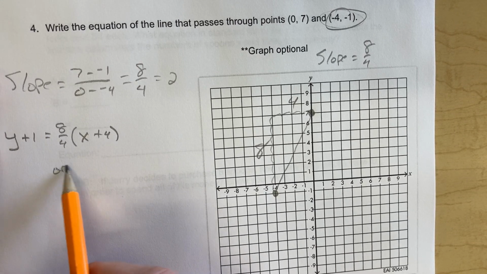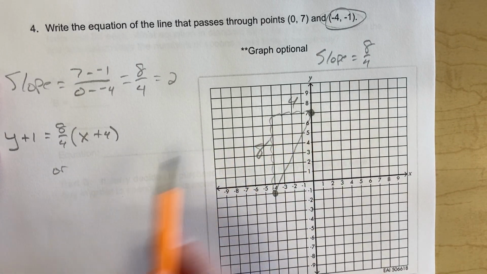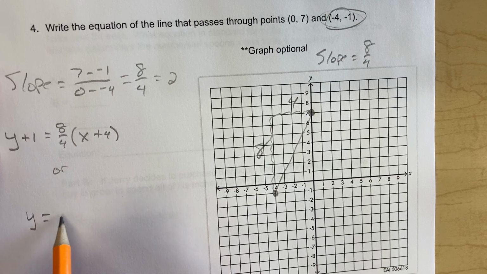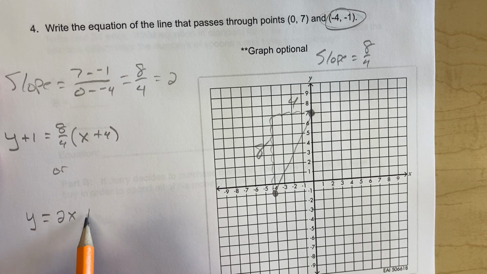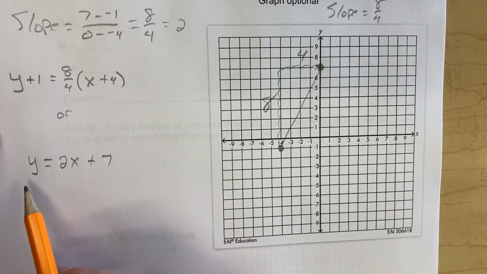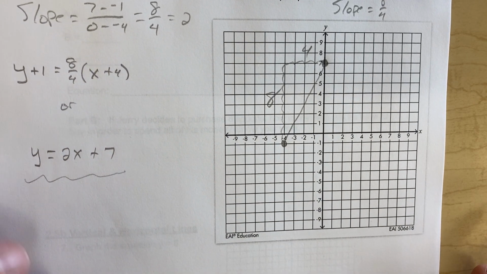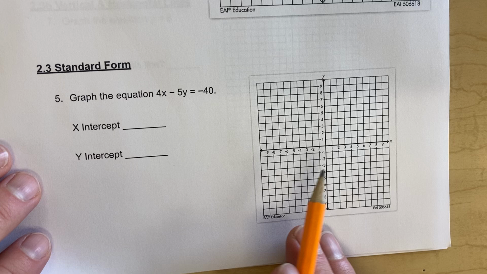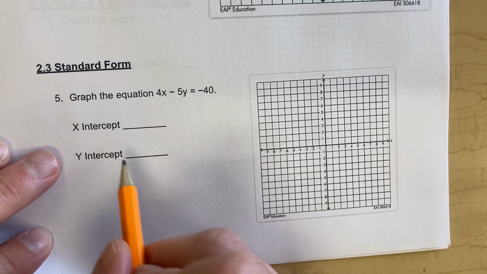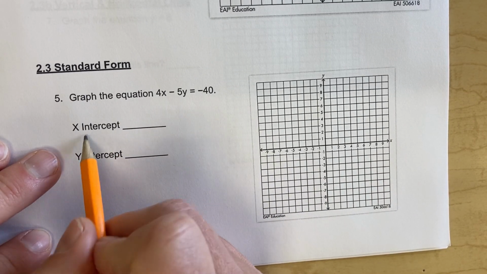That's fine. Or, since we know the y-intercept is 7, we can go y equals slope times x plus 7. That's probably the easiest one to look at, but both of them are correct. Okay. All right, then we get into standard form. And with standard form, we're going to find our x and our y-intercept.